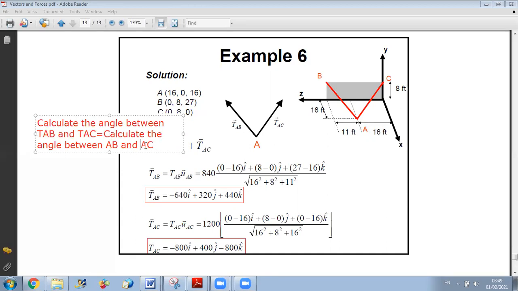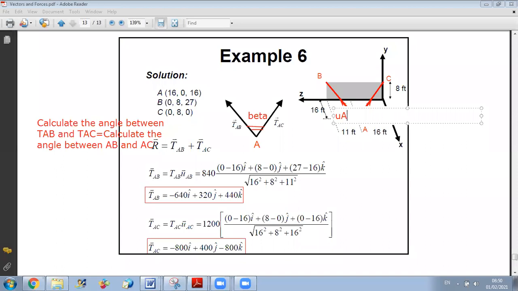I will write them here. So this is angle beta I am interested in. I want to find this angle beta. I can say the angle beta is between vectors TAB and TAC. Or I can say the angle beta is also the angle between vectors AB and AC. And also I can say it's the angle between the unit vector of AB and the unit vector of AC. So all I'm saying is true.